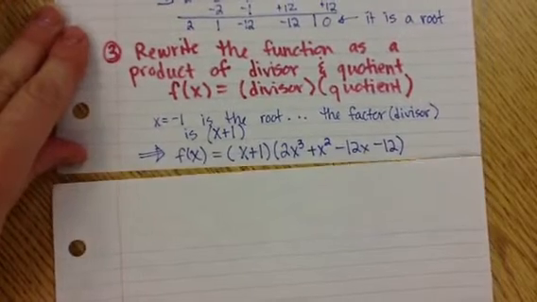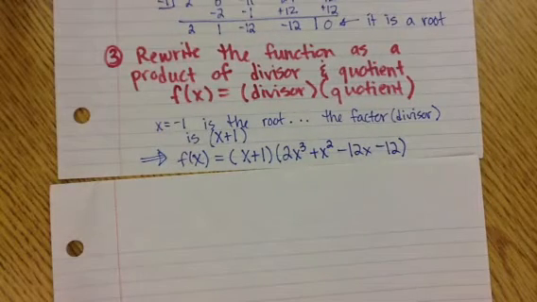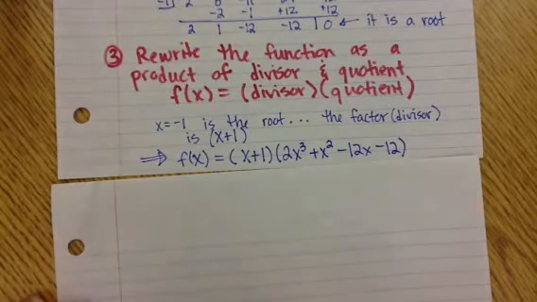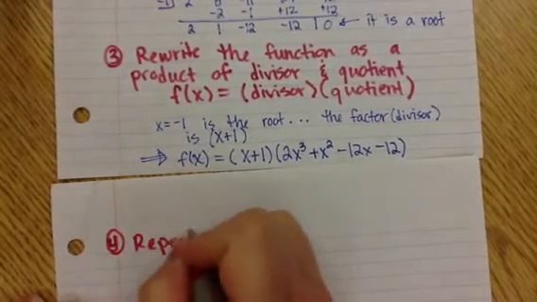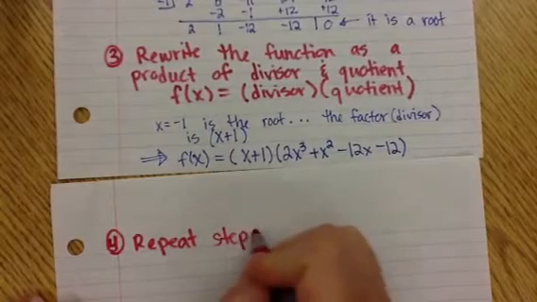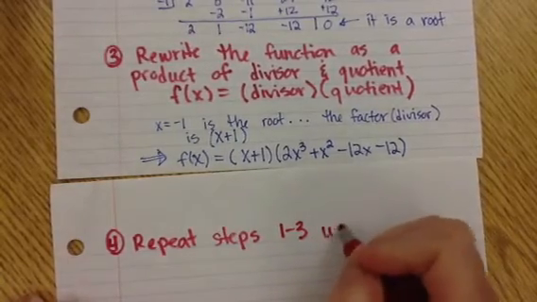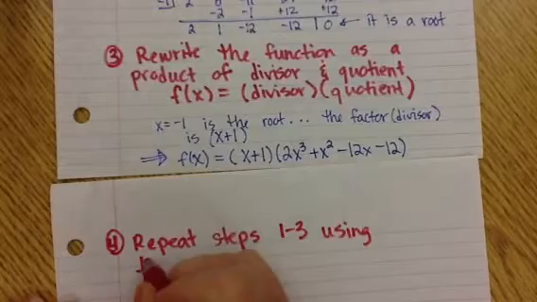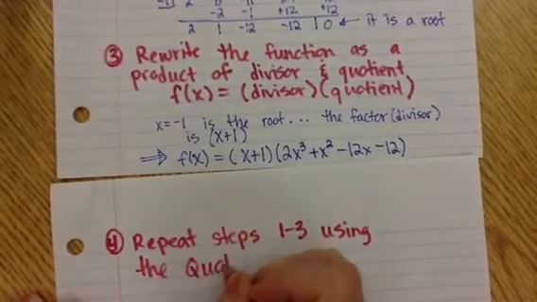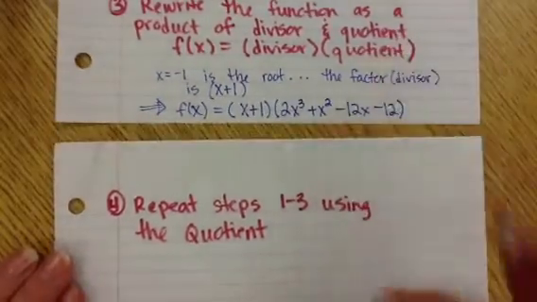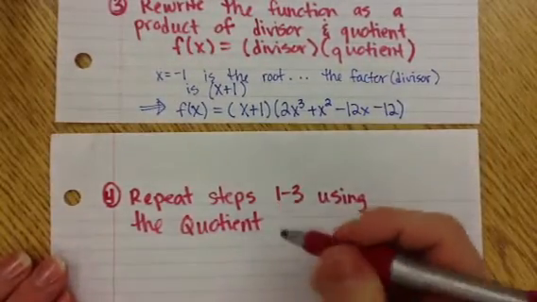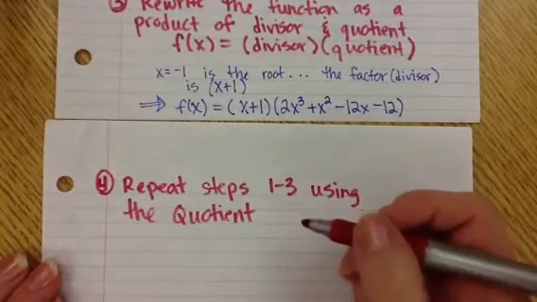So what we need to do is keep testing those roots, but it doesn't make sense to test from the original function. What we want to do for our next step is repeat steps 1 through 3 using the quotient. So don't go back and reuse the original function. We're just going to use the quotient to keep breaking down our function.